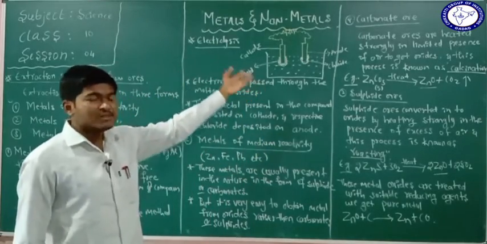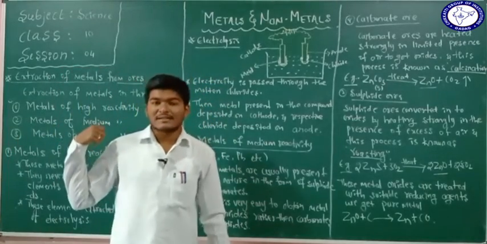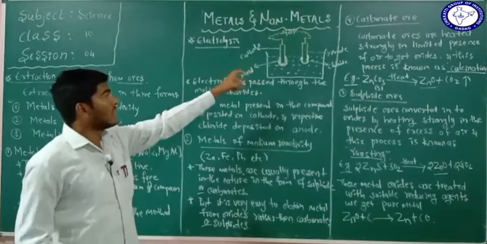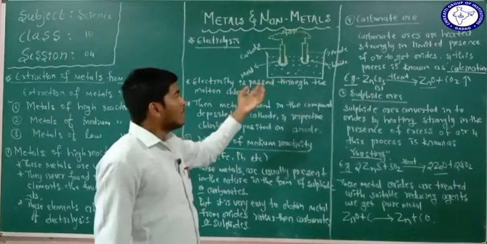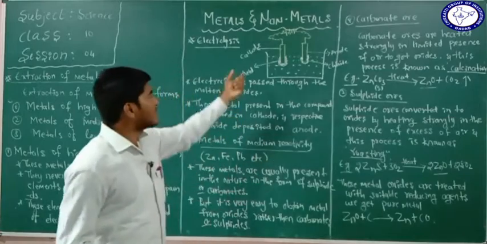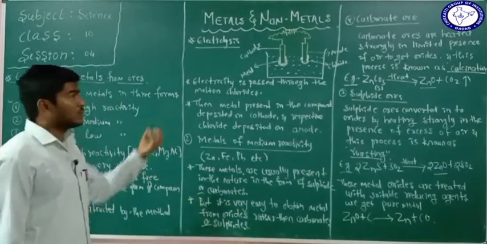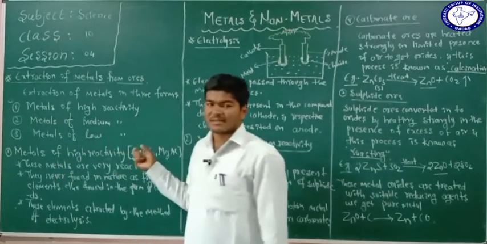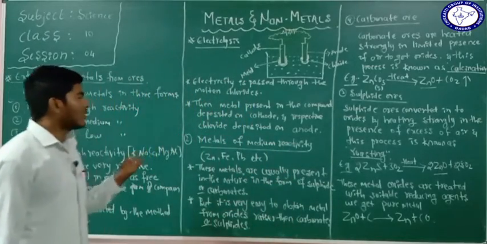So in this process we are going to pass electricity through the molten chlorides. The metals which are present in the metal chlorides are deposited at the cathode, and the chloride which is present in the compound will be deposited at the anode. By removing the metals deposited at the cathode, we can easily get the metals we want. So this is the step of the extraction of these highly reactive metals. Is it clear? These highly reactive metals are extracted by the process called electrolysis.